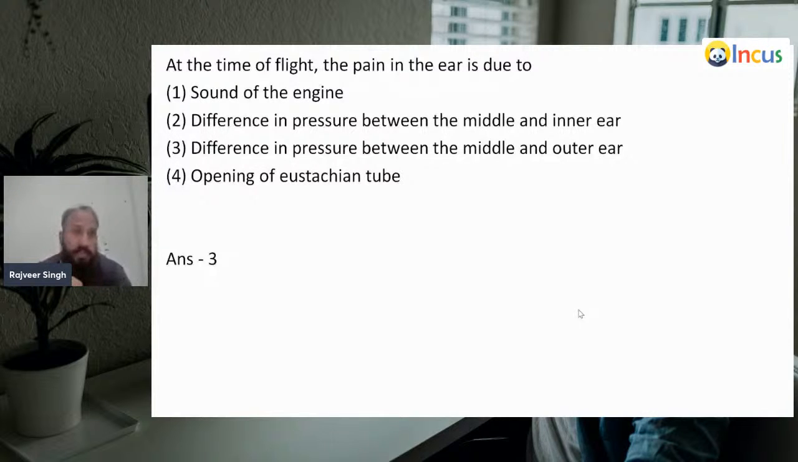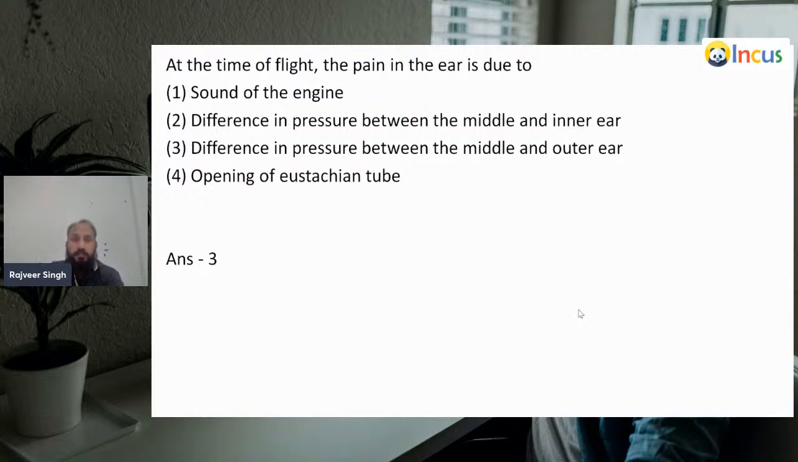So, the first question of the day, which is just about you. At this time of flight, the pain in the ear is due to what? Sound of the engine, differences in pressure between the middle ear and inner ear, differences in pressure between the middle and outer ear, or opening of the eustachian tubes.